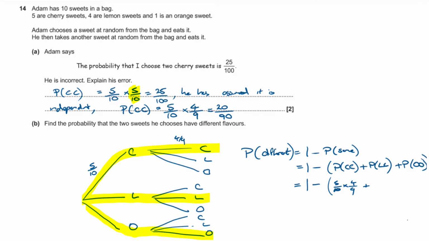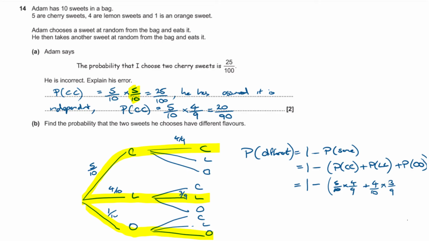And then lemon is this route, so across the middle. So for lemon, you've got how many lemon ones? 4 lemon to start with, so that's 4/10. And then you've got 1 less lemon and 1 less sweet, so that's 3/9, isn't it? So 4/10 times 3/9.